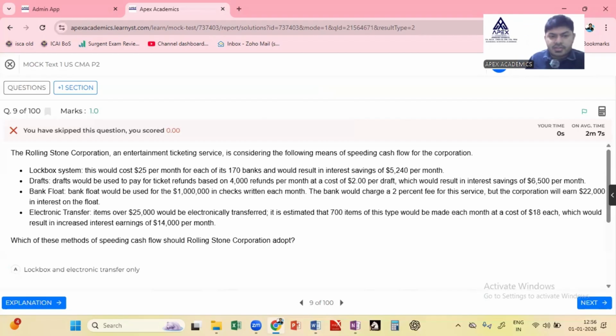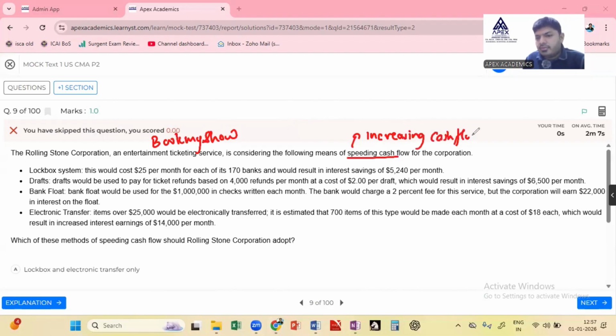The Rolling Stone Corporation, which is an entertainment ticketing service. Sir, give us an example. Book My Show in India. It is considering the following means of speeding cash flow. What is the meaning of speeding cash flow? Increasing cash flow. It means what should you have? Your cash balance at the end of the alternative should be highest. Which of these alternatives, 1, 2, 3 and 4, gives you the highest cash balance, that you have to calculate.